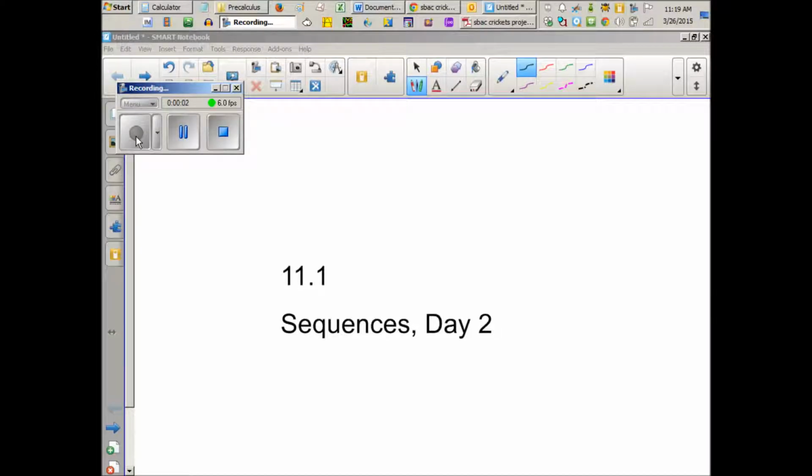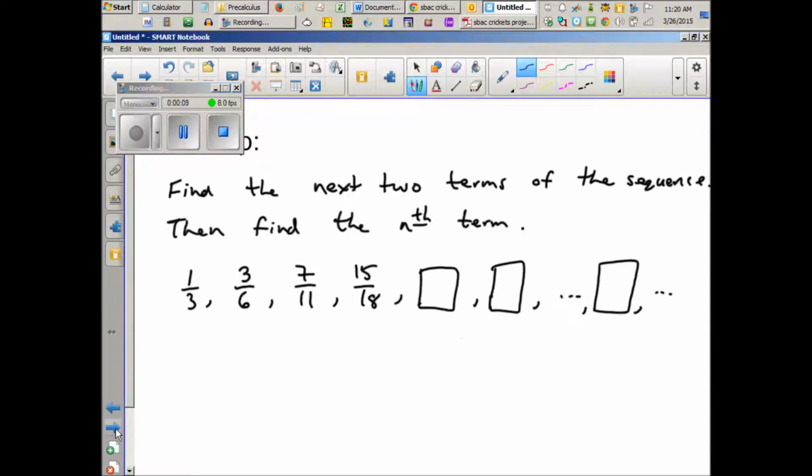So this is 11.1, day 2 is what it is. So you're trying to find the next 2 terms of the sequence as a warm-up and the nth term.